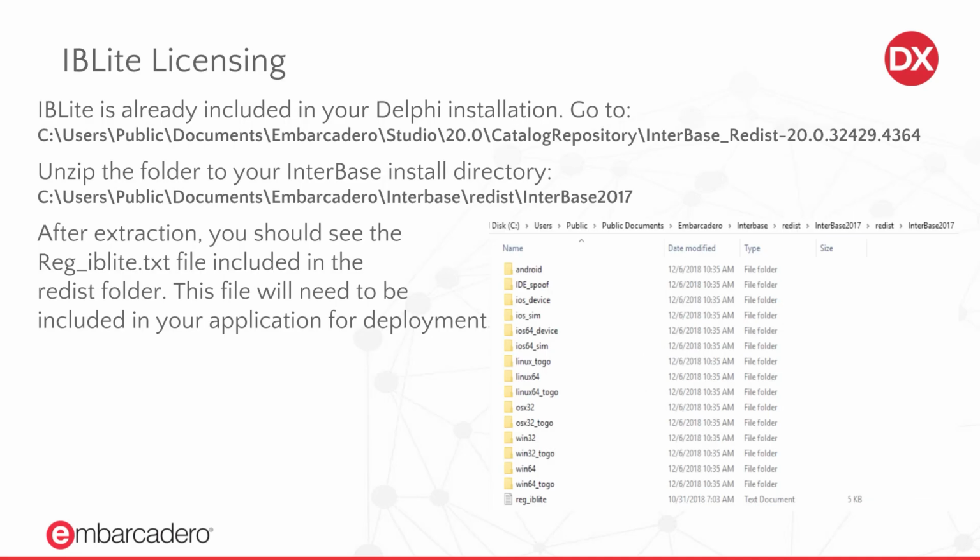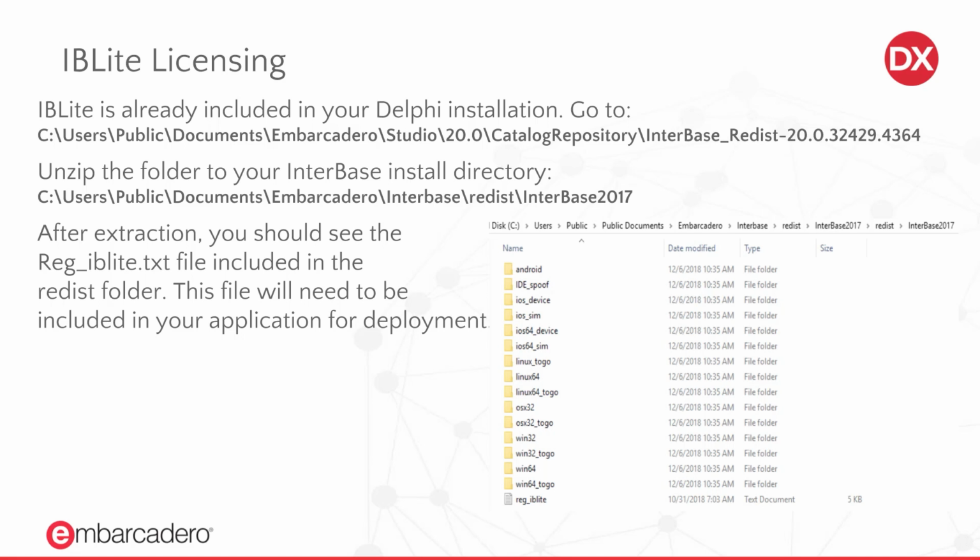Now, included in your Delphi installation is an IBLite database registration text file. This text file will be used to activate your InterBase licenses on your mobile devices. Now you're going to want to toggle to the catalog repository InterBase Redist folder and unzip that folder to your InterBase installation directory. Keeping this file location in mind, we're going to add this license key to our project manager.